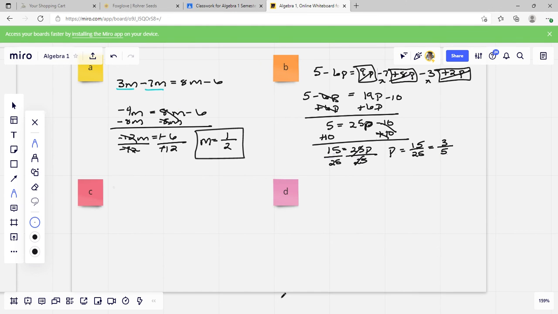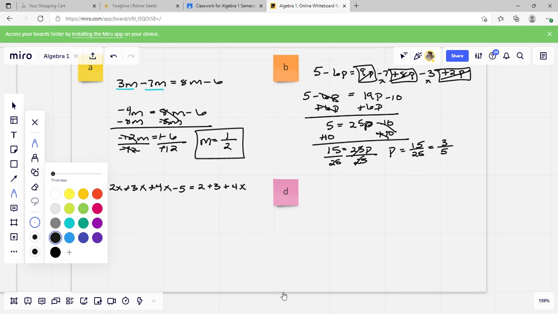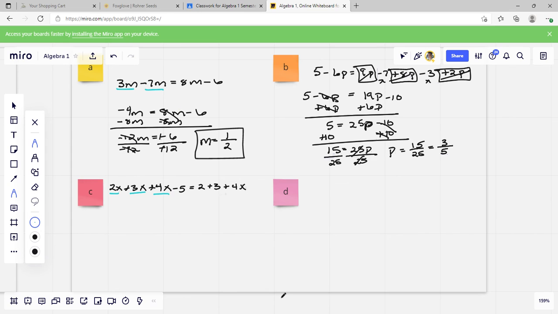Alright, C is 2x plus 3x plus 4x minus 5 equals 2 plus 3 plus 4x. Okay, so I'm going to circle my like terms in another color here. Alright, so I've got an x right there, an x right there, an x right there. On this side there's only one x, but I do have a 2 and a 3 that need to be put together.